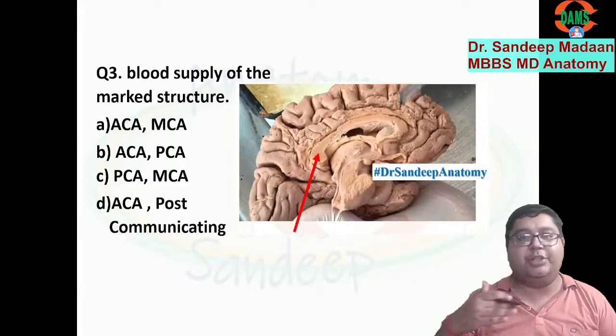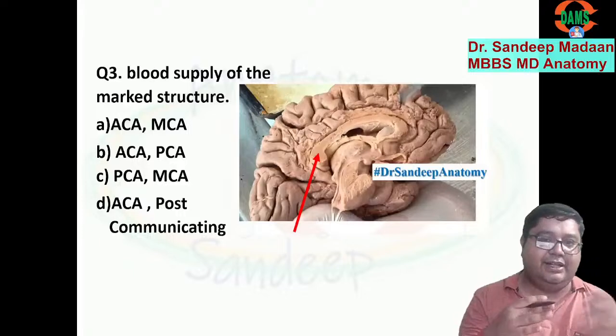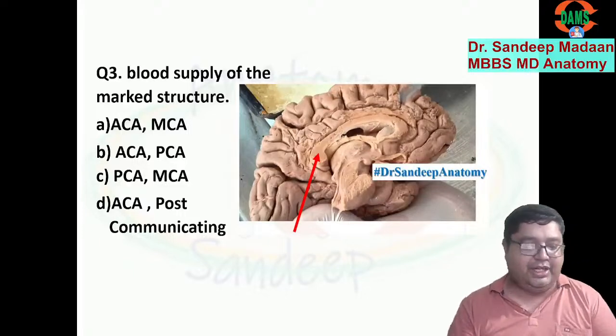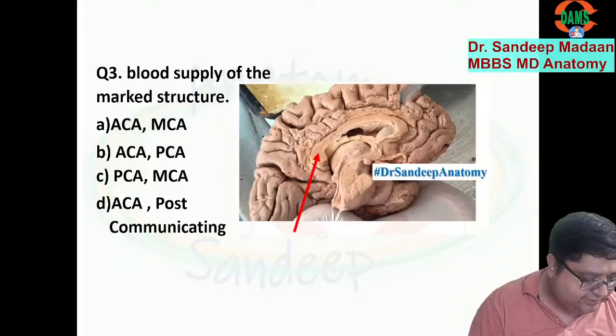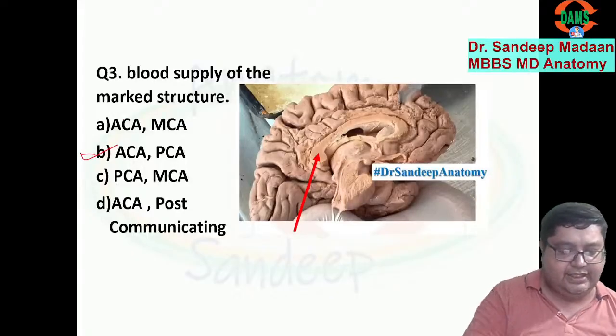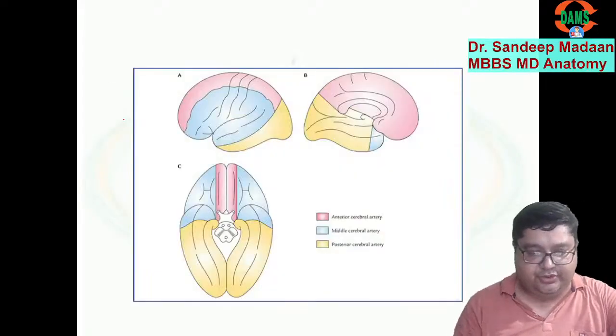Because it is a transition zone between the two blood supplies. So it will be getting the supply from two arteries. Can you guess, beta? The answer will be ACA and PCA. Why? Let me show you this.